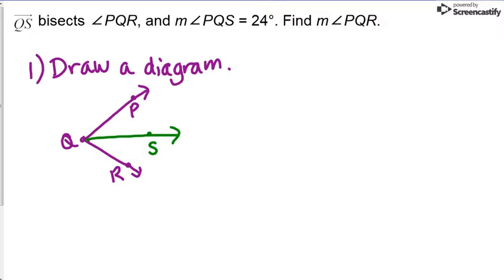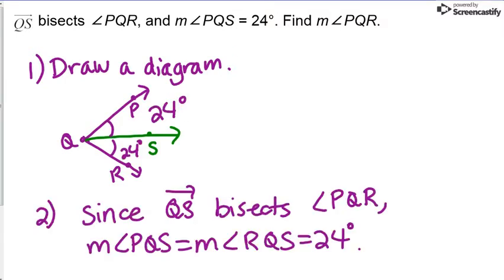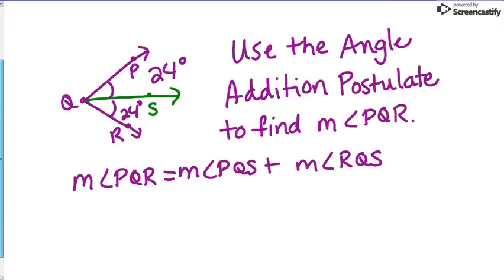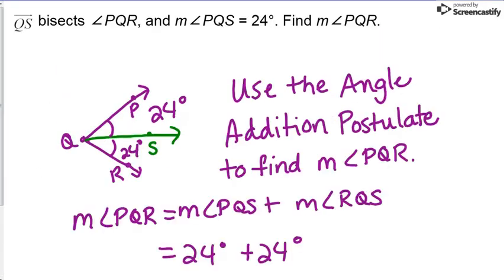Now I can go ahead and fill in some more information. It says PQS is 24. I know that this one's going to be 24 also because it bisects. I'm about to run out of time, so I'm using the angle addition postulate.